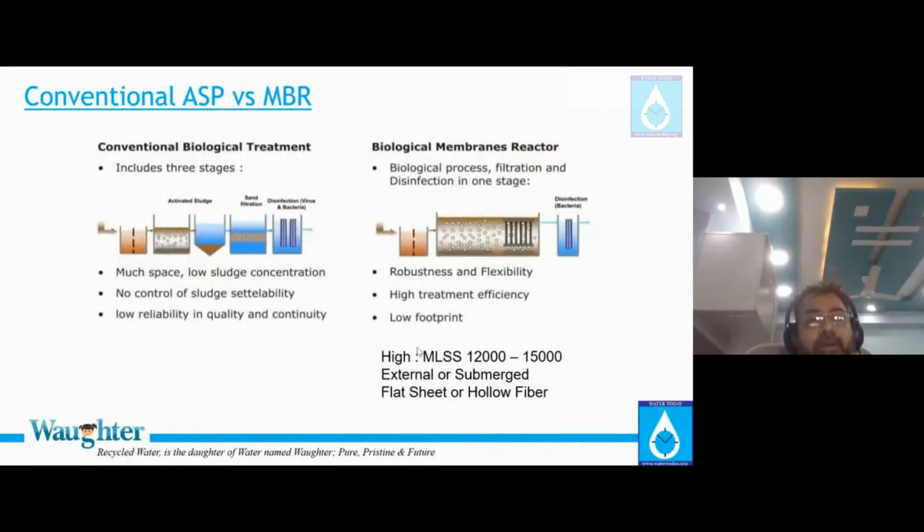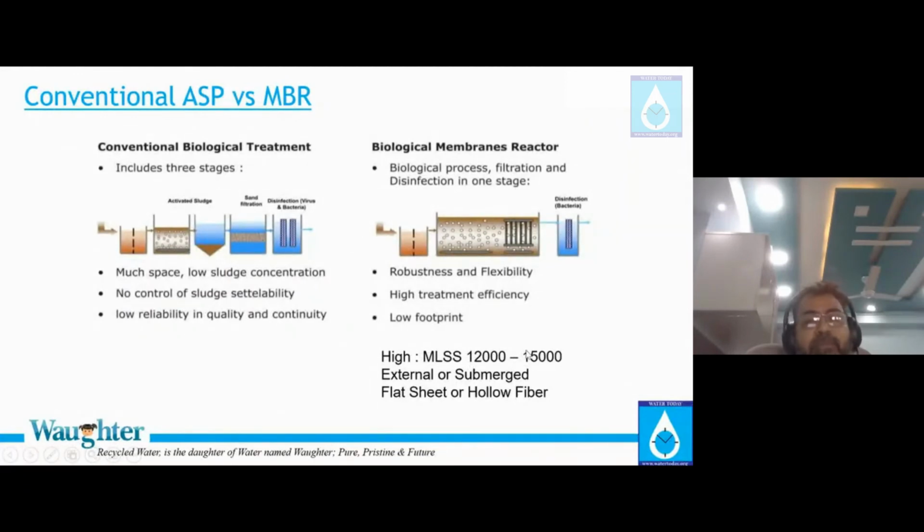How do we compare conventional activated sludge with MBR, which I already covered earlier also in the induction class? This particular technology will require more space, low sludge concentration, no control on sludge settleability, whereas in MBR, you would have robustness and flexibility, high treatment efficiency, and low footprint. And which kind of MBR is good? Anything when you operate at 12,000 to 15,000, then you really get the benefit.